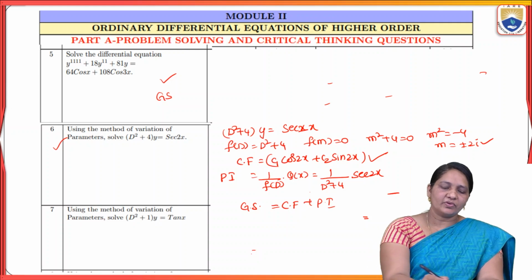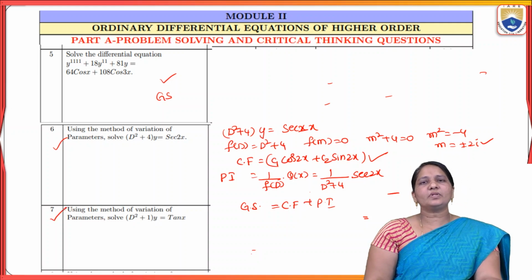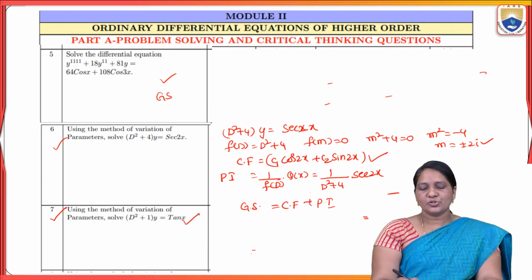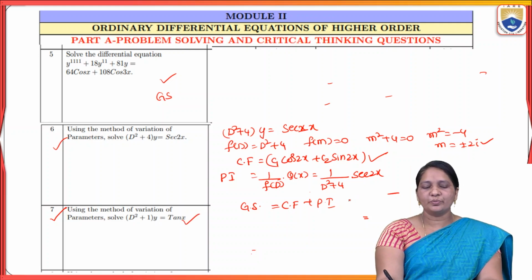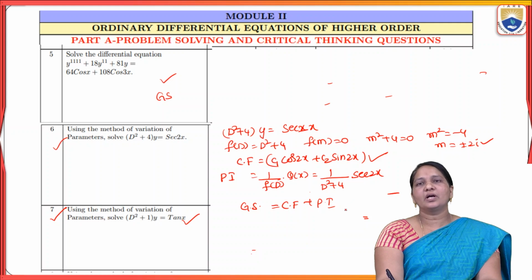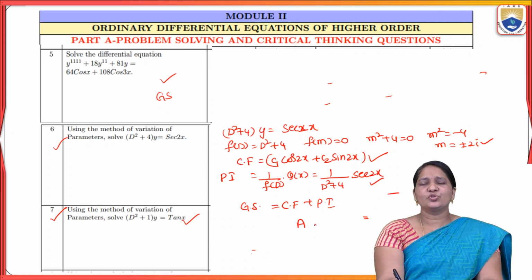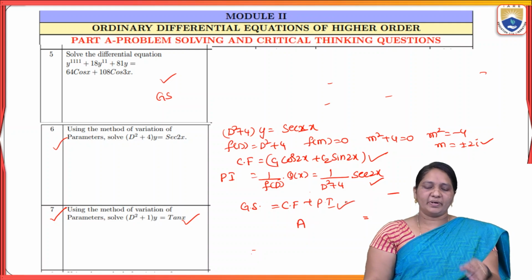So in the same way, we can calculate the seventh problem by using the method of variation of parameters. Actually, we can calculate this particular integral by using the general method. So in the method of variation of parameters, we are assuming the value by using the complementary function.